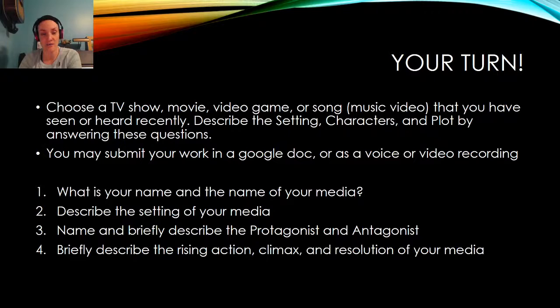song that you've chosen. And then you're going to describe the setting, name and briefly describe the protagonist and antagonist, so the main character and the person who's causing conflict for the main character. And then you can describe the rising action, climax, and resolution of your media.